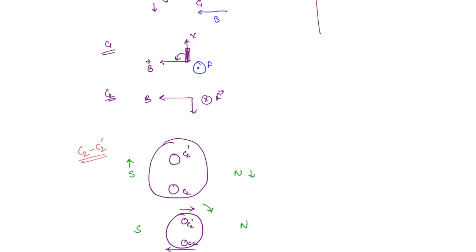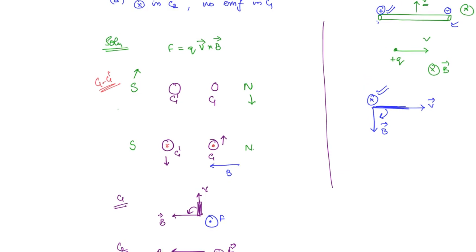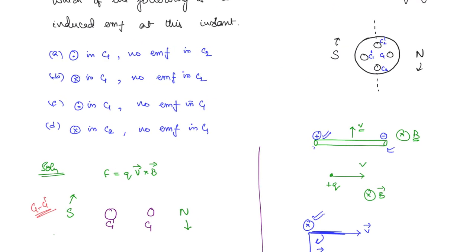But you can see that the magnetic field is in this direction. That means the velocities of both the conductors are parallel to the magnetic field. Therefore, no EMF is produced. EMF is produced only when they are perpendicular. So no EMF is produced in C2, C2 dash. So here in the options, no EMF in C2 will be correct. Out of these two options, in C1 we have seen the EMF was out of the plane. So the option is A.